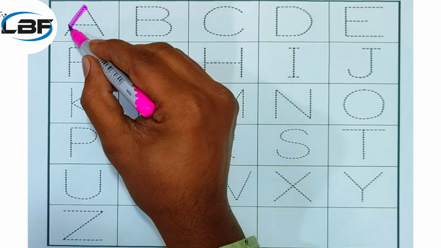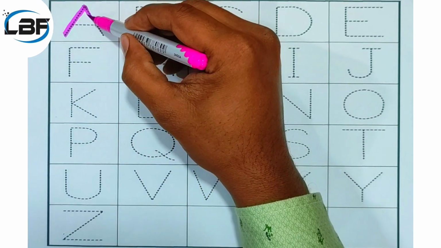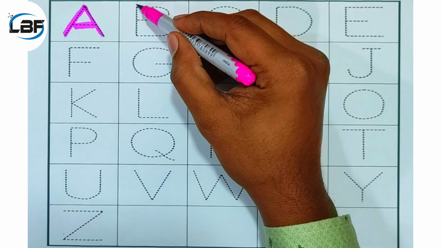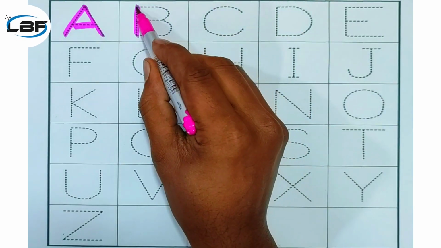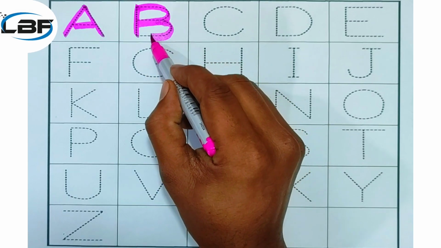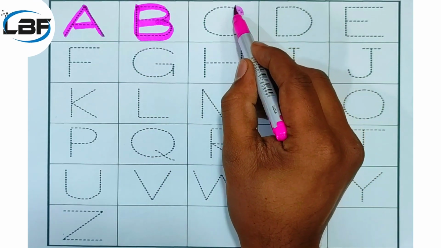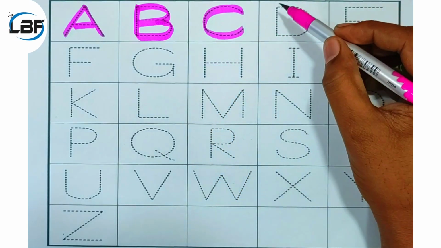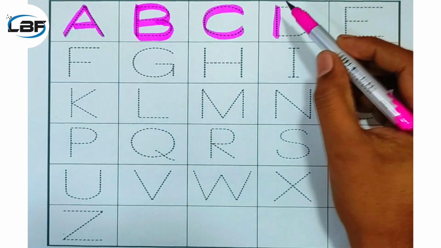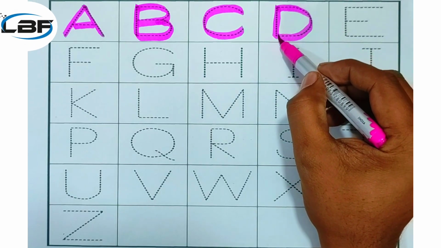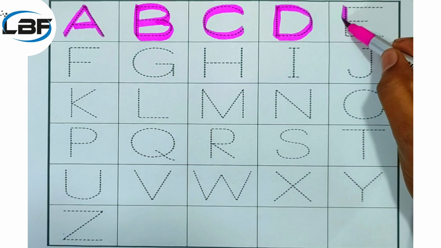Pink color. A for ant. Pink color. B for balloon. Pink color. C for car. Pink color. D for donkey.